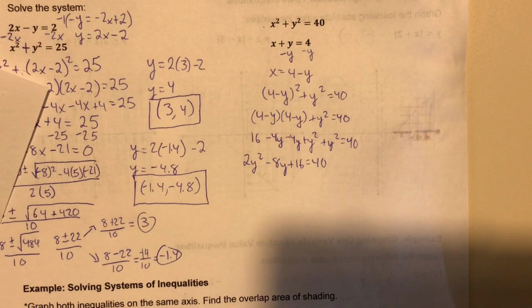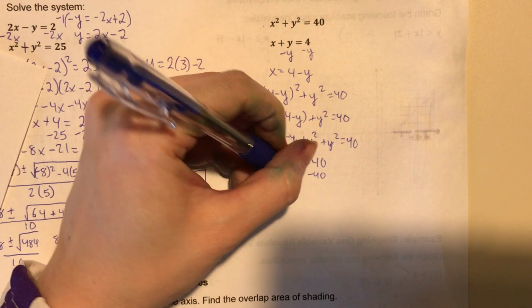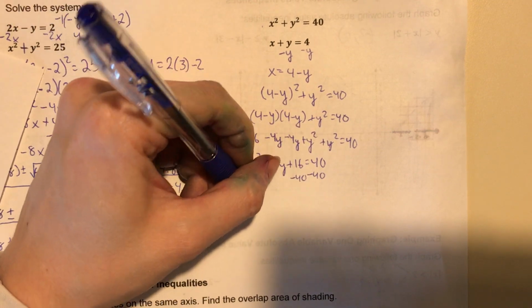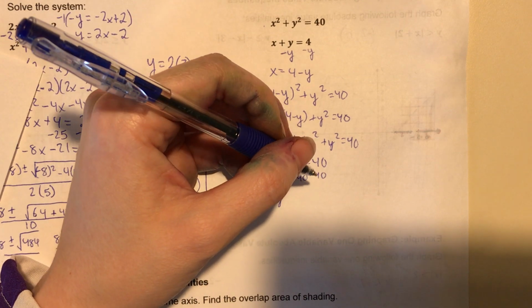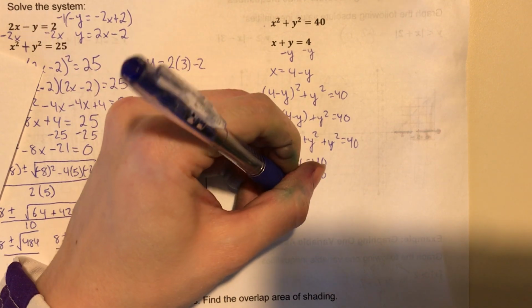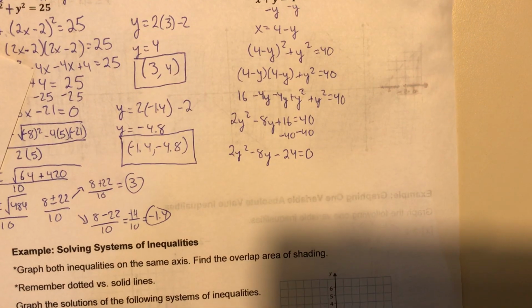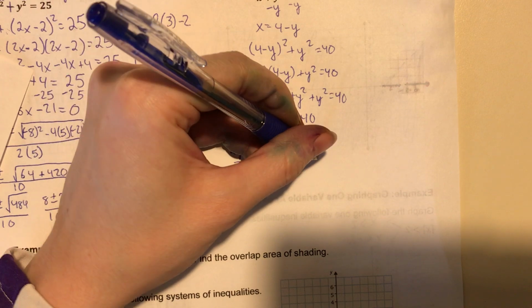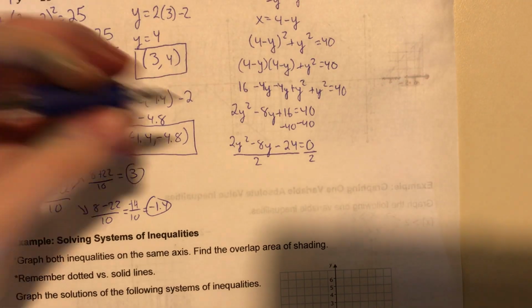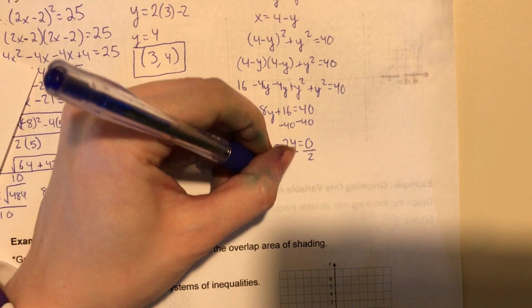And again, since it's a quadratic equation, we want to move everything to the left. So we'll subtract 40 from each side. And we get 2y squared minus 8y. Let's see, 16 minus 40 is negative 24 equals 0. Hey, look, what I see here is that everything could be divided by 2. Maybe we don't have to use the quadratic formula here. Maybe there's an easier way to do it. If I divide both sides by 2, I get y squared minus 4y minus 12 equals 0.